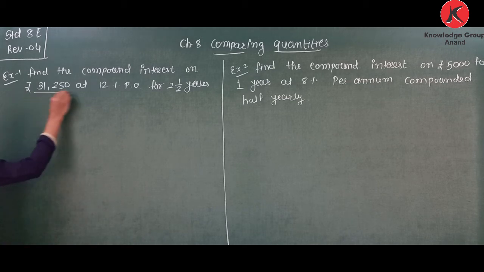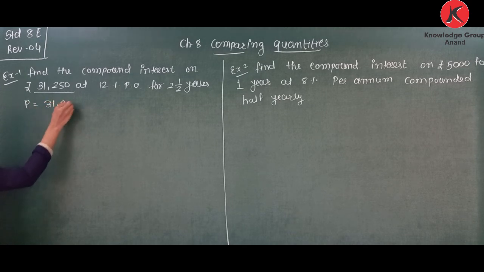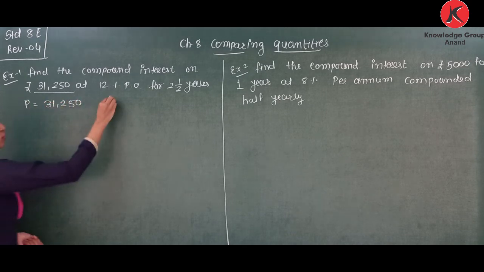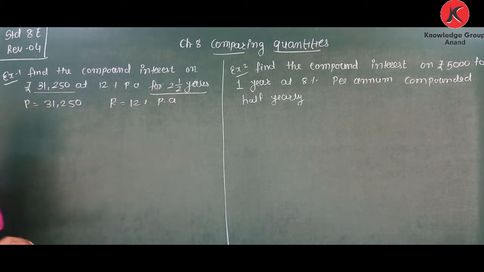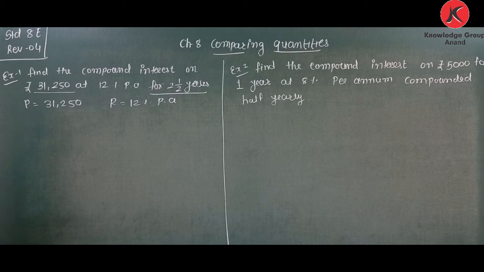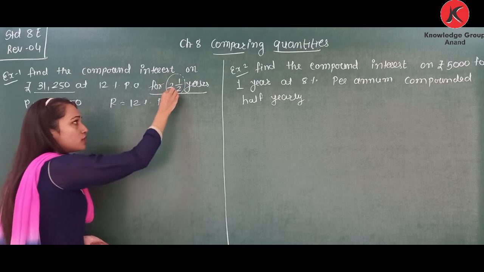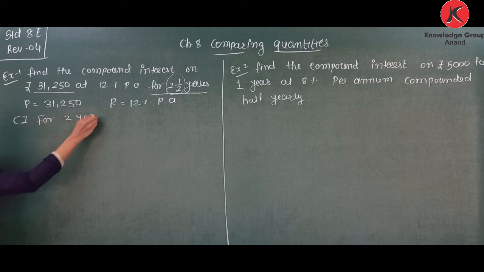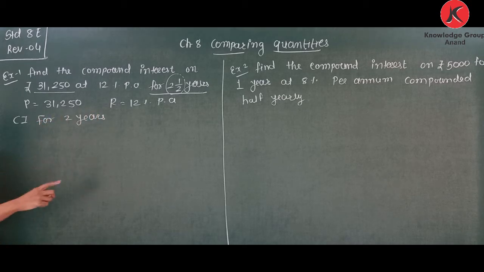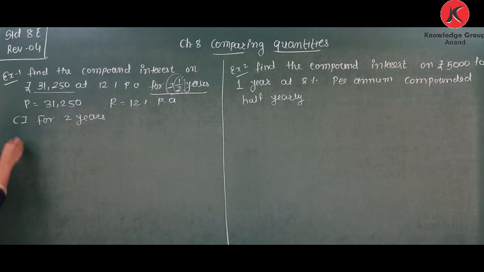Here the principal amount is 31,250. Rate of interest is 12% per annum. Now, here is 2.5 years. It means here we need to find it compounded annually. So, for 2.5 years, we need to find the compound interest for 2 years and then simple interest for half year. Clear?